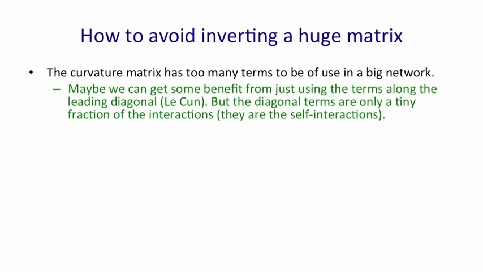One thing we can do is to just look at the leading diagonal of the curvature matrix and make our step size depend on that leading diagonal. That helps a bit. It will get us to make different step sizes for different weights. But the diagonal term's only a tiny fraction of the interactions. So we're ignoring most of the terms in the curvature matrix when we do that. In fact, we're ignoring nearly all of them.